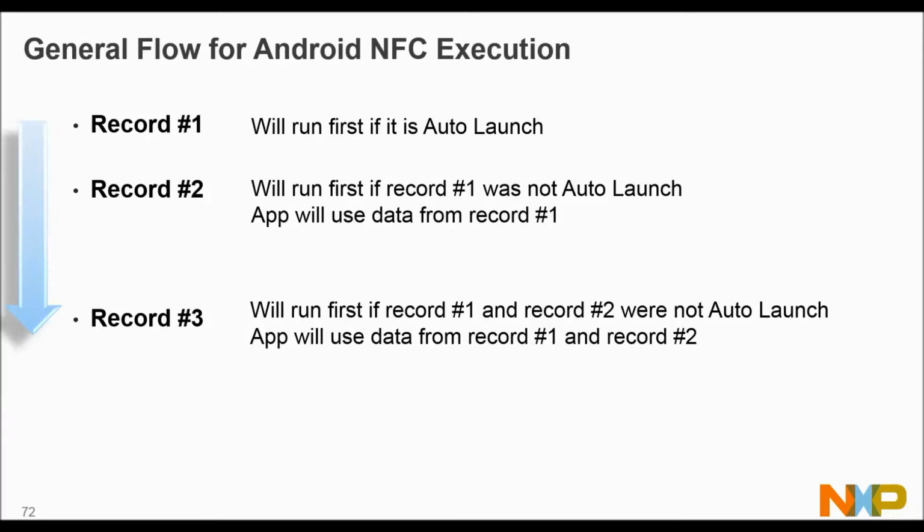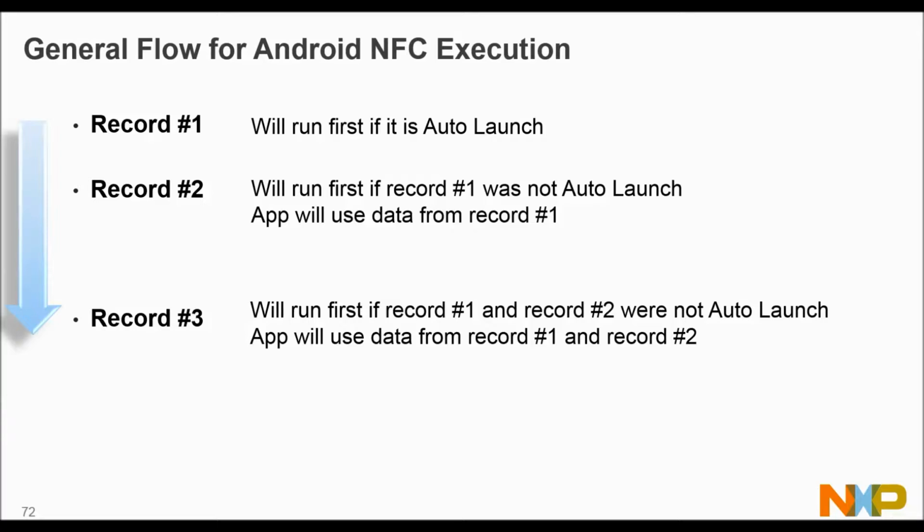If record number one is not an auto launch application, Android will go to record number two and it will then auto launch that application. That application, when it executes, can go back to record number one to get data. So one example will be web browsing. You would put your URL into record number one. Record number two would be the auto launch for the browser, the Chrome browser.